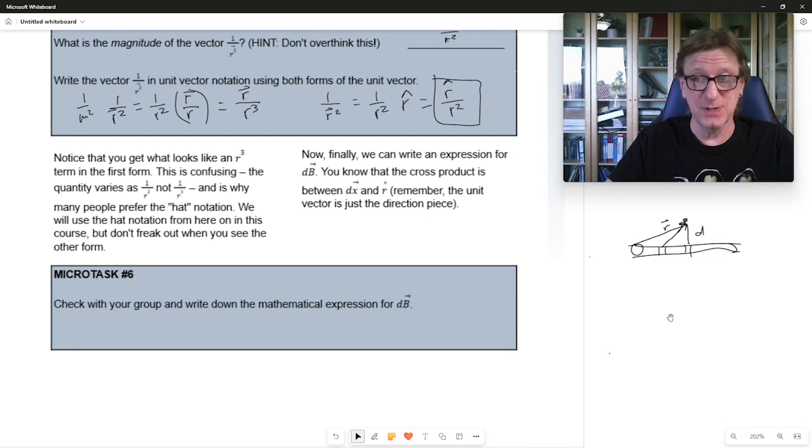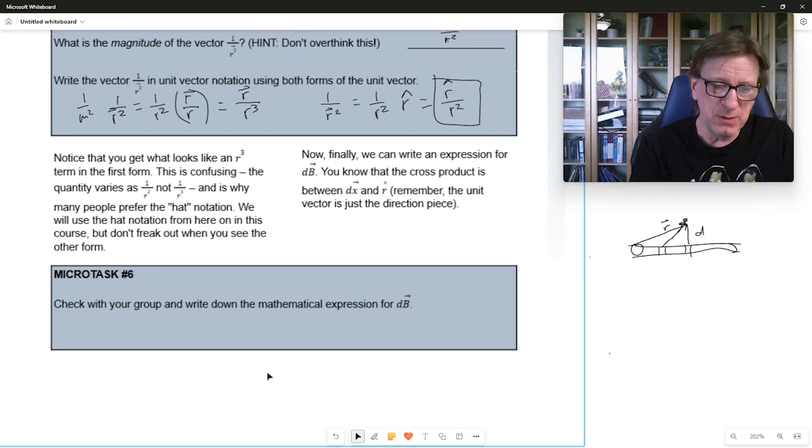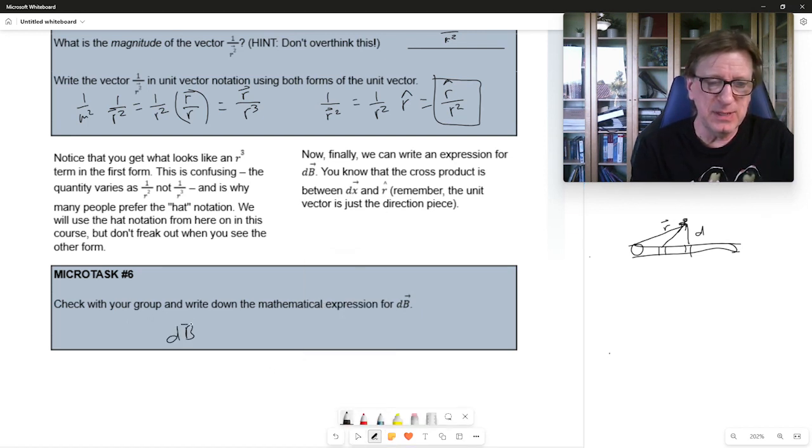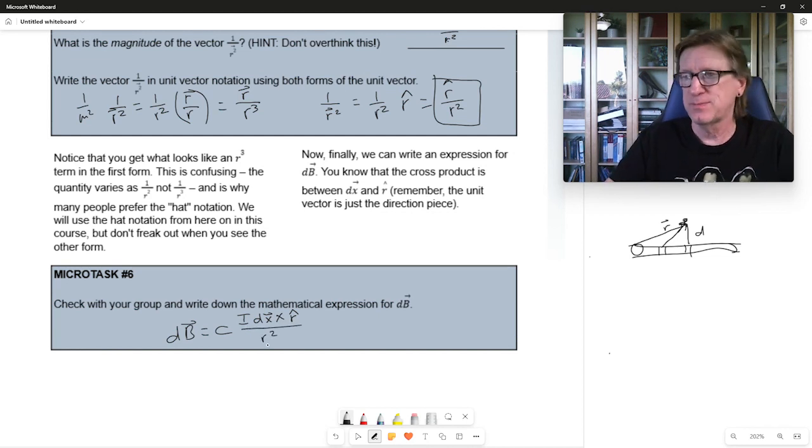Okay, did you pause the video? Do you have it? Okay, so putting all our pieces back together then, I have that dB, which is a vector. Remember that we've got that constant of integration right there. And then I'm going to have scalar I, and then my cross product is going to be dx crossed with r hat over the magnitude of r squared.